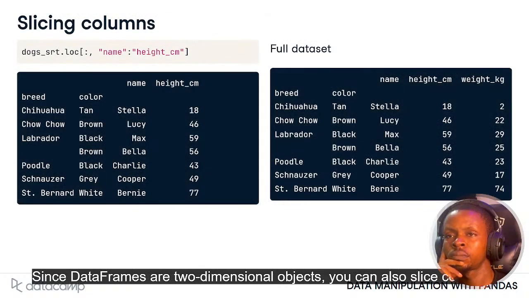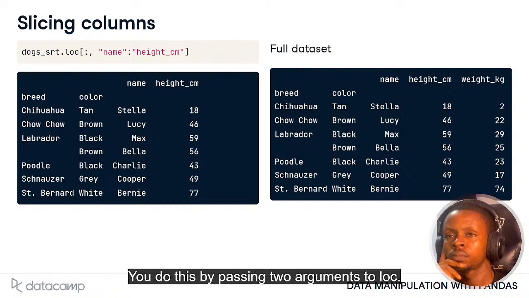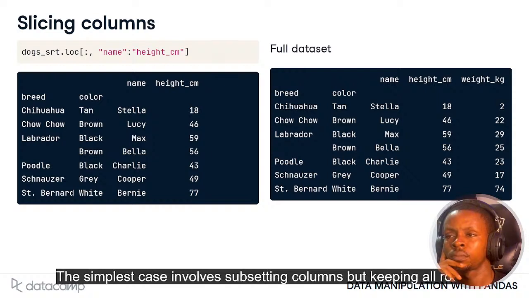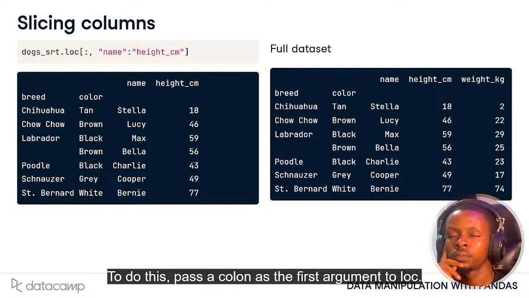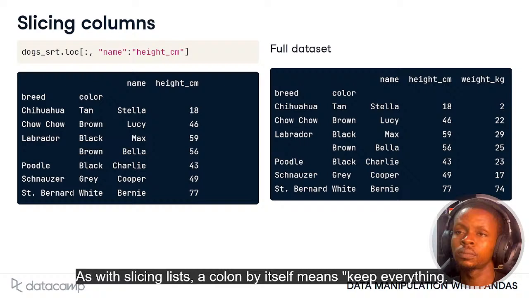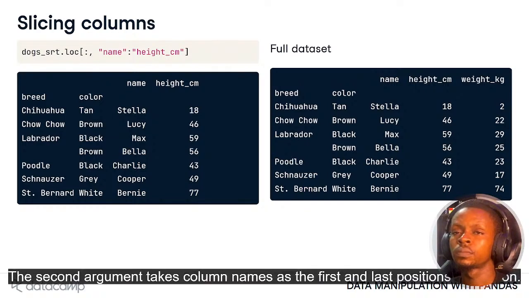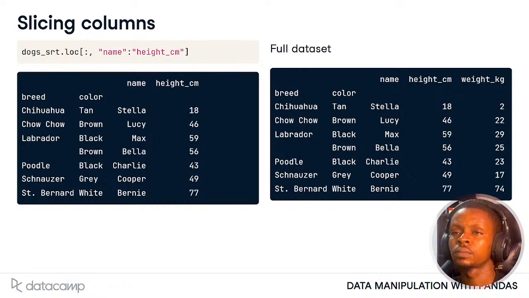Since data frames are 2-dimensional objects, you can also slice columns. You do this by passing 2 arguments to loc. The simplest case involves subsetting columns, but keeping all rows. To do this, pass a colon as the first argument to loc. As with slicing lists, a colon by itself means keep everything. The second argument takes column names as the first and last positions to slice on.